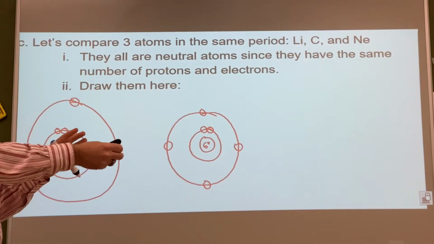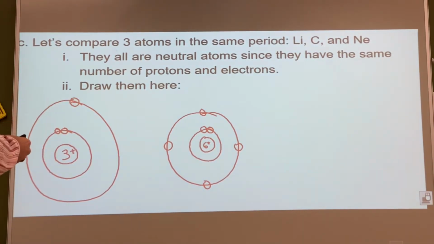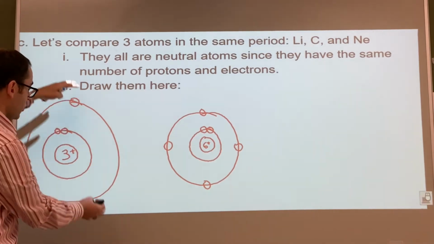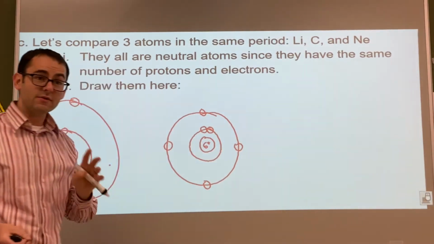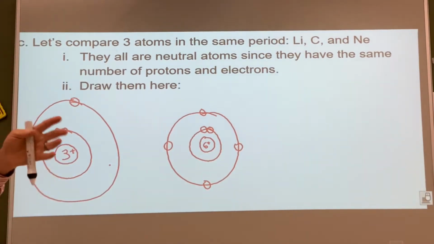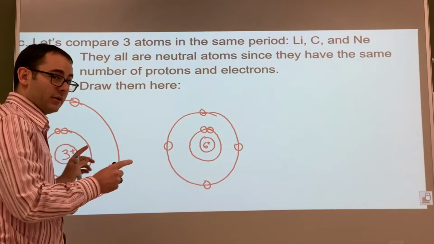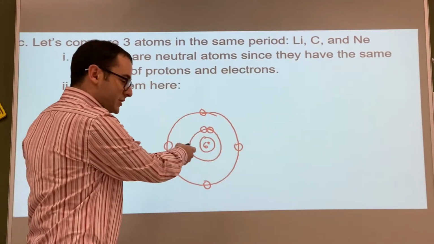If you look at the sizes, why would the first one be larger than the second one? I didn't do it on accident. I made sure that this was larger than this one, even though they have the same ratio of protons to electrons, right? Why do you think that could be? All right, you guys can draw this as long as you make it smaller.